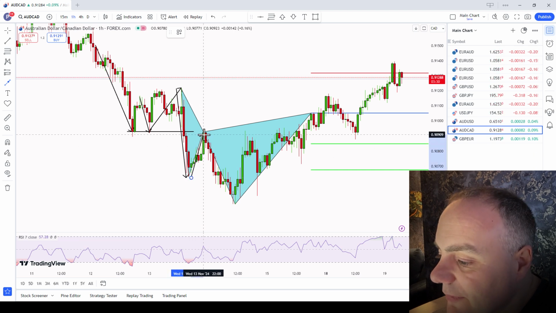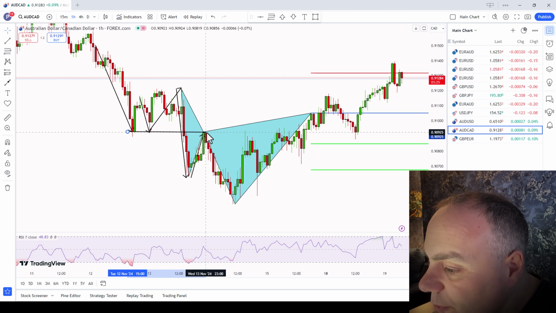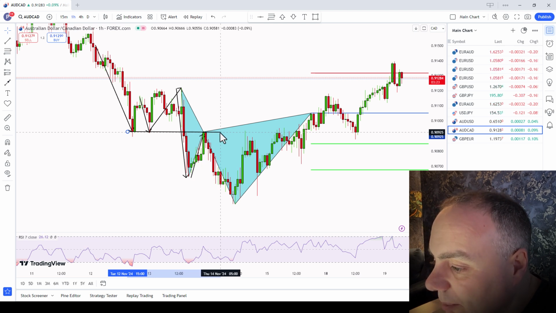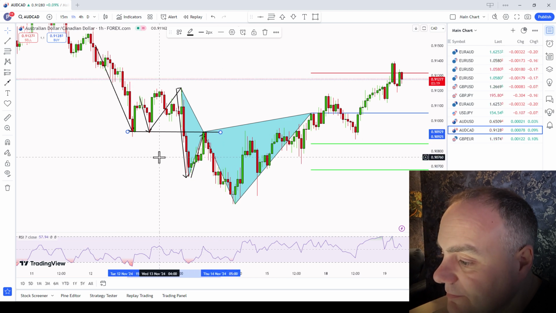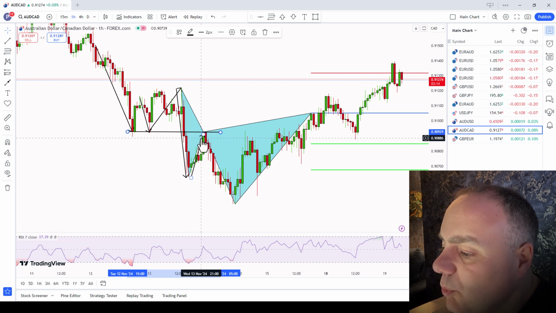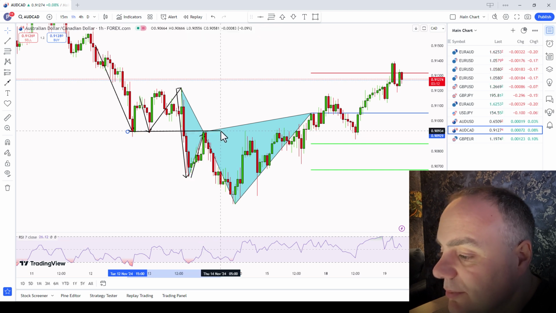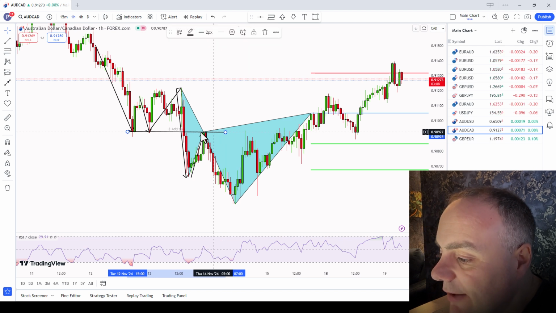But then when it gave us what became our A to B leg, look at where the momentum stopped. And it was quite strong momentum too. Look at that strong green candle. It reversed at where we reversed previously. And this is, again, a good indication that this is a very strong level.